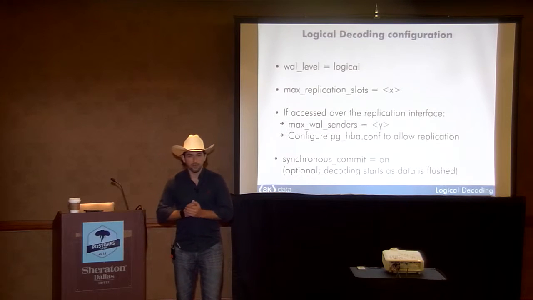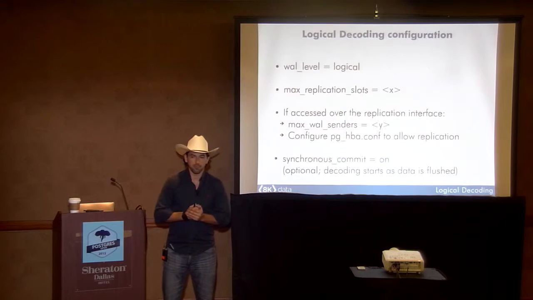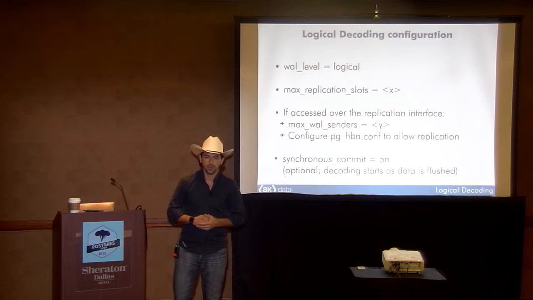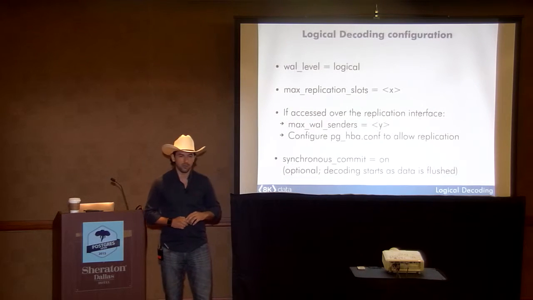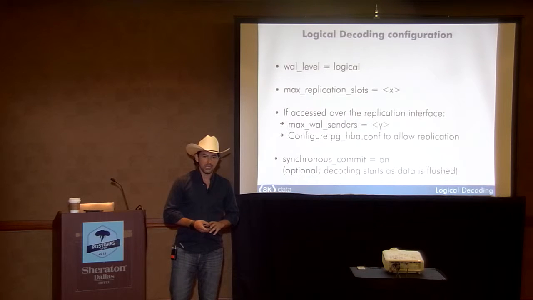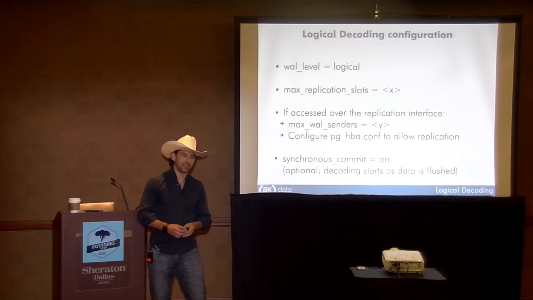So, how to configure logical decoding? It's very, very easy. Basically, you only need two parameters. The first is wal_level. For wal_level, there's a new value, which is logical. This is required for logical decoding. It adds more or less a small overhead.